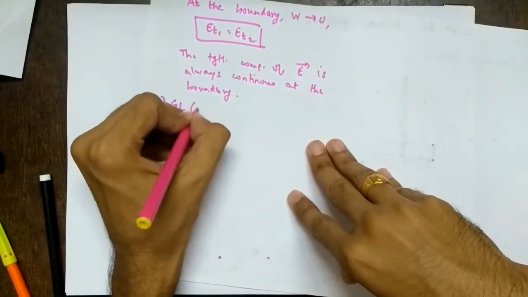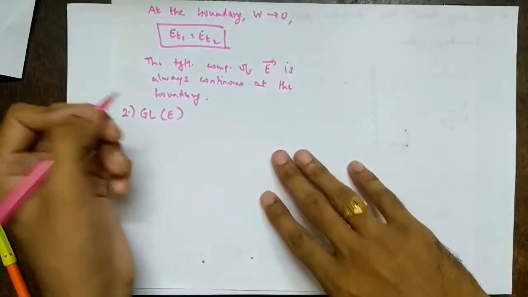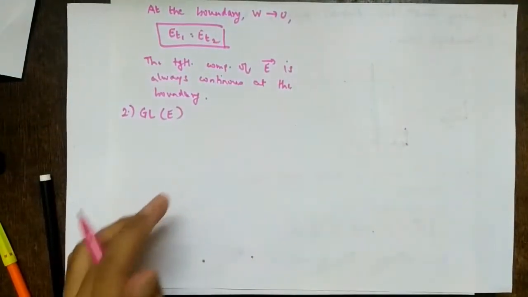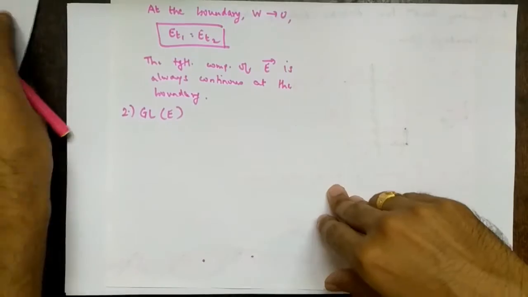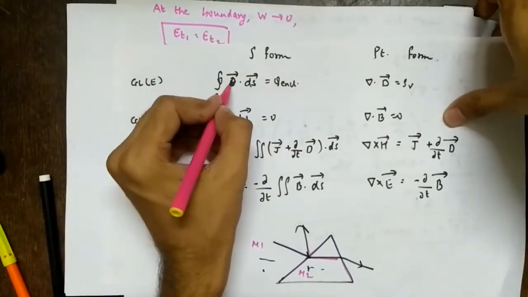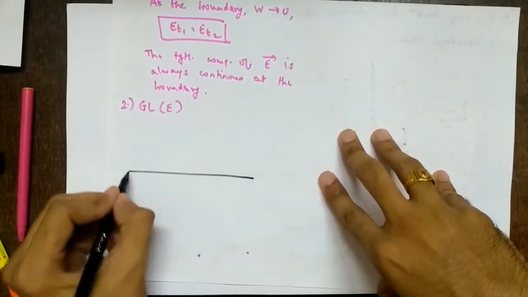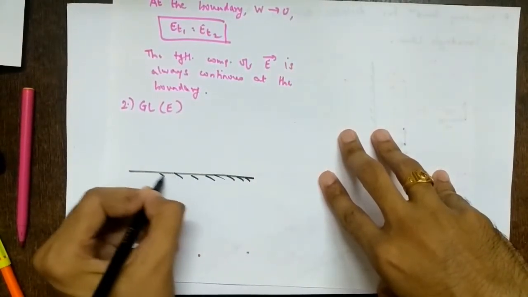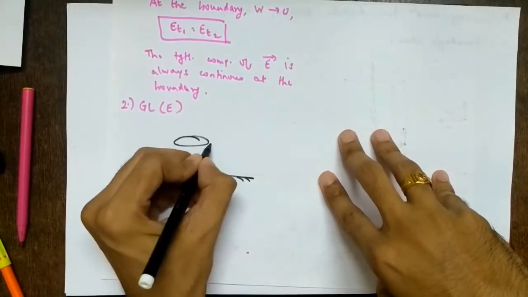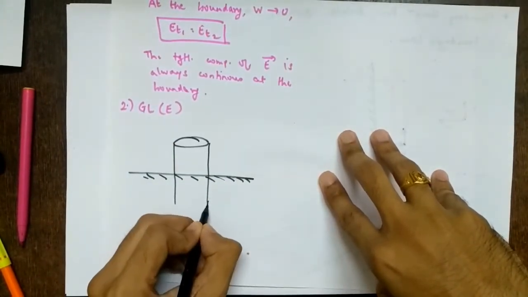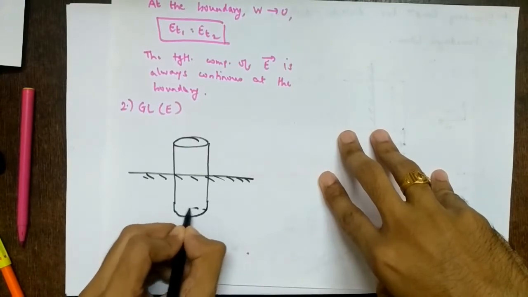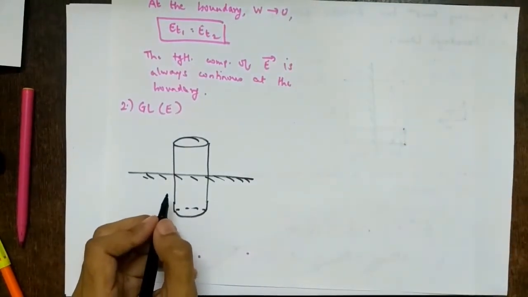Next, let's consider the one corresponding to Gauss law, with the corresponding electric fields. What is Gauss law? For electric fields, it is the closed surface integral of D vector dot ds vector equals Q enclosed. Again, let's take a boundary. This time I'll draw it in this way, and let's take a circular boundary now. So this is my boundary, right?